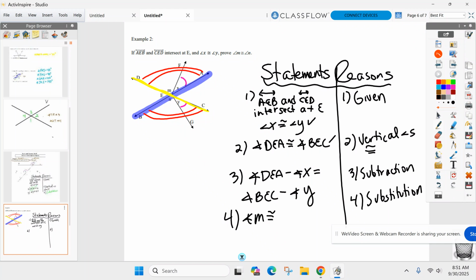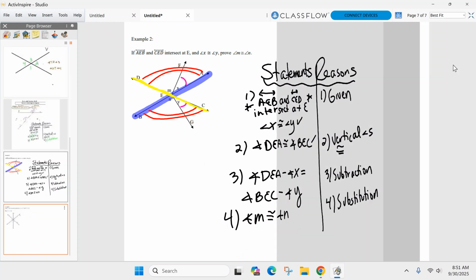Angle M congruent to angle N. Second pair was vertical angles. All right, good. Any of that? A little tougher, huh? But hey, I'm hoping you guys start noticing the lines intersecting make vertical angles or supplementary angles.